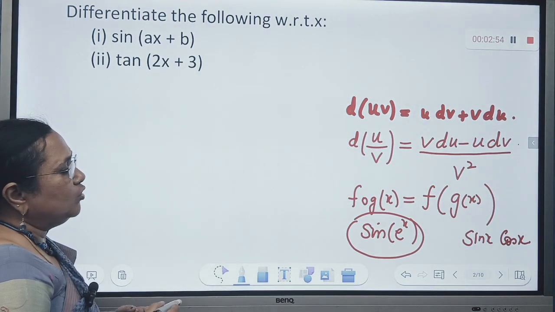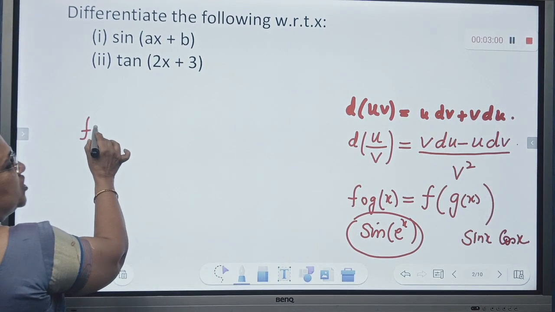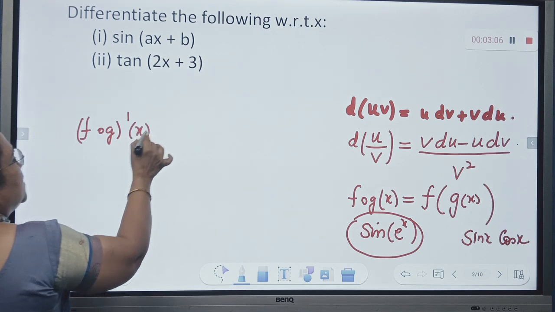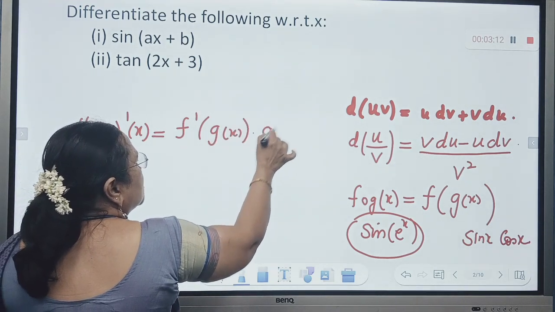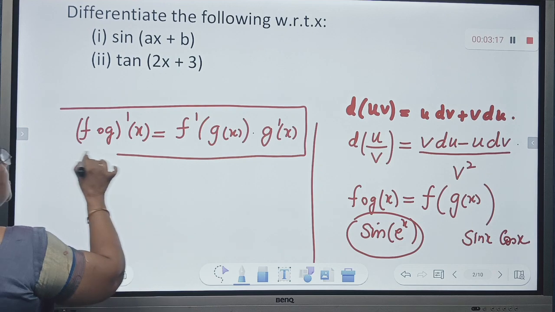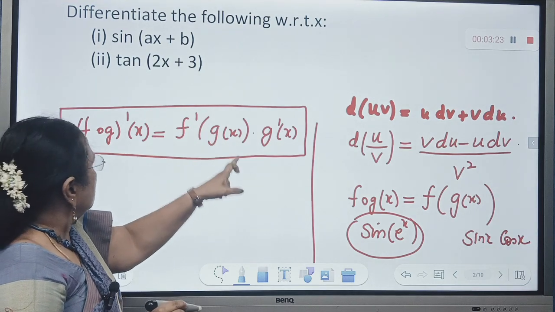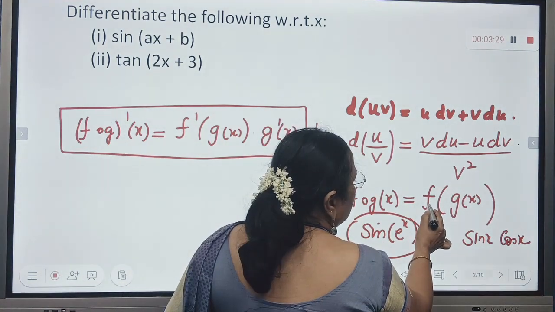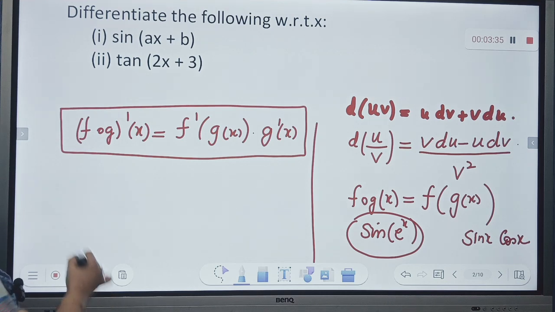Now we are going to see how to differentiate a composition of two functions. The derivative of f composite g is defined as f dash of g of x into g dash of x. This is what is called the chain rule. f composite g dash of x is nothing but f dash of g of x, because f composite g of x itself is f of g of x. So find first the derivative of f, f dash of g of x, into g dash of x.